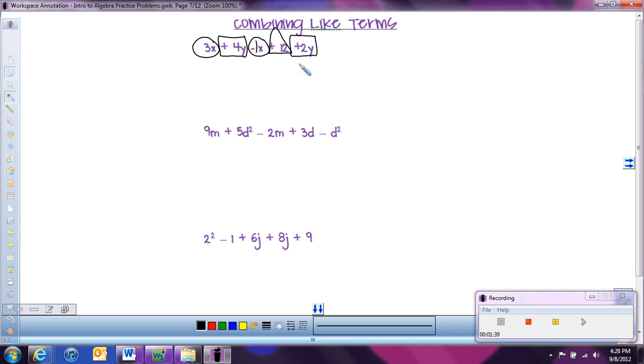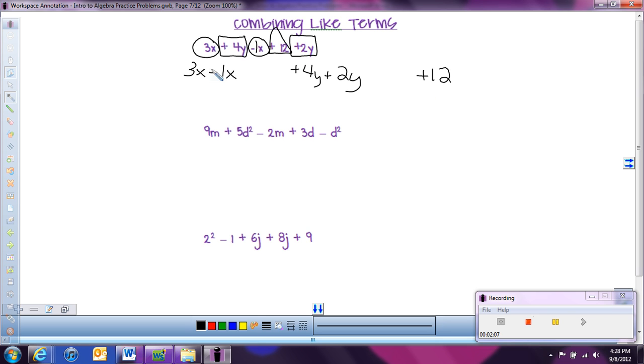I'm going to rewrite this column so that I have all the like terms next to each other. So here I have 3x minus 1x, so I'm going to write those right here next to each other, 3x minus 1x. Here I have plus 4y plus 2y, so I'm just going to write those right here, plus 4y plus 2y. And hanging out by itself back here is plus 12.